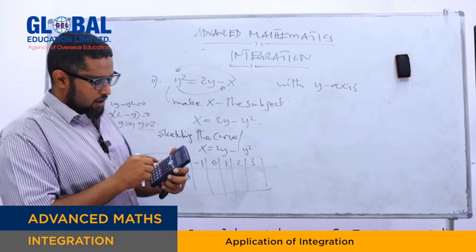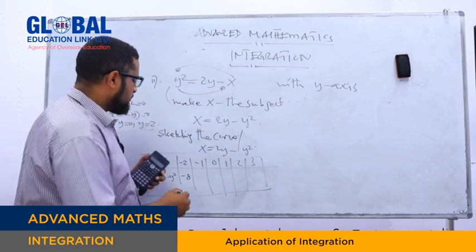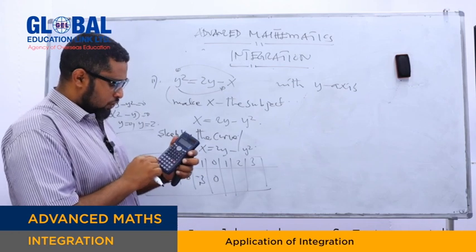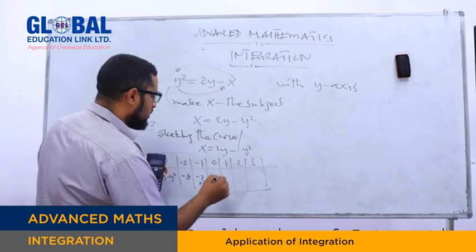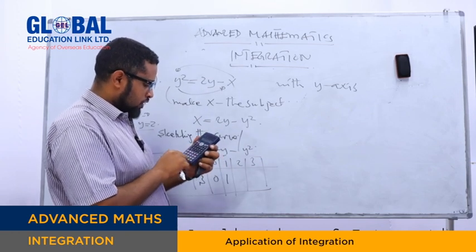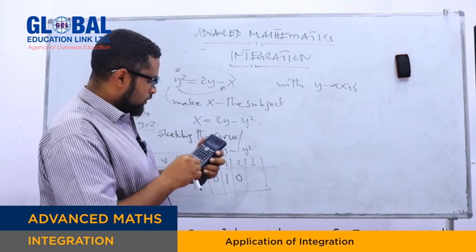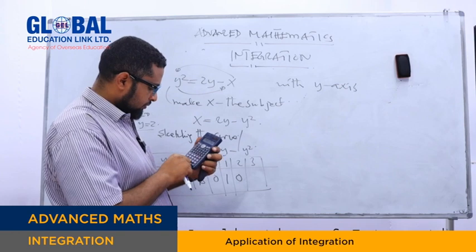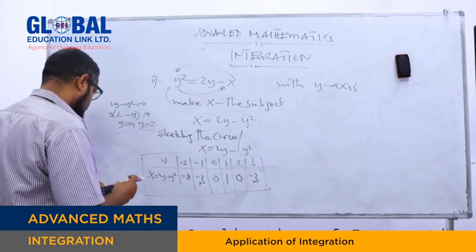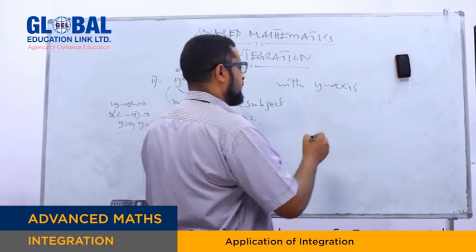Again, when the value of y is equal to negative 1, we obtain negative 3. Here we obtain 0. When y is equal to 1, we obtain 1. When y is equal to 2, we obtain 0. When again y is equal to 3, you will obtain negative 3. So from there, let's sketch and see the nature of our curve.